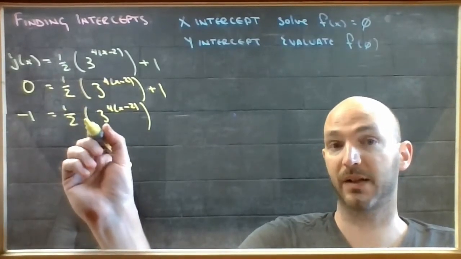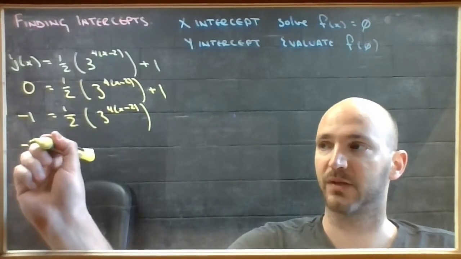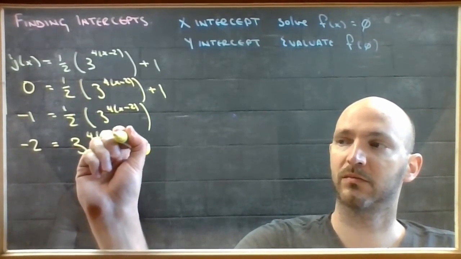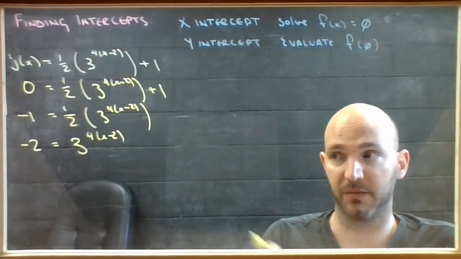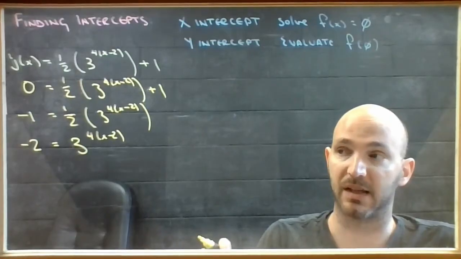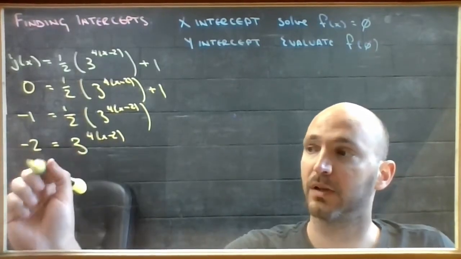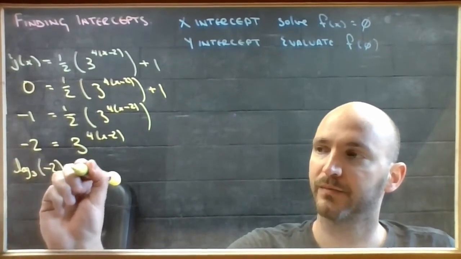Instead of dividing by 2, I'm going to multiply both sides by 2. 1 times 2 would be -2. So to break an exponential, I need a logarithm. If the exponential is base 3, then the log I need is base 3. So this will become log base 3 of -2.